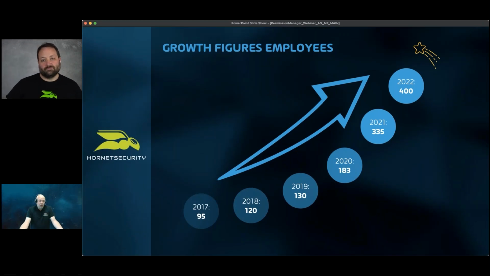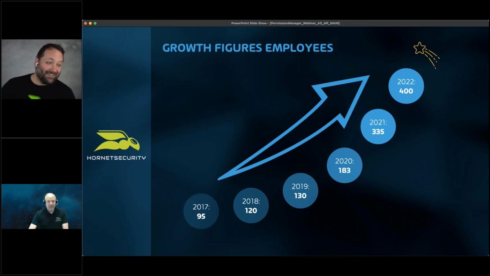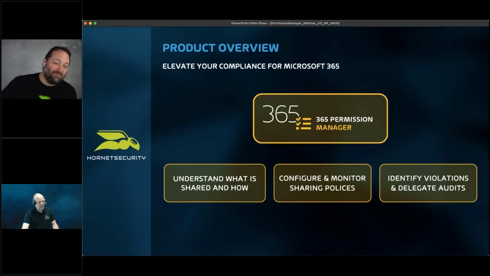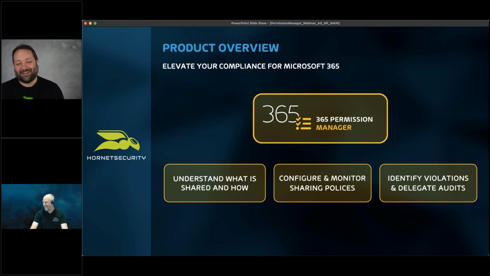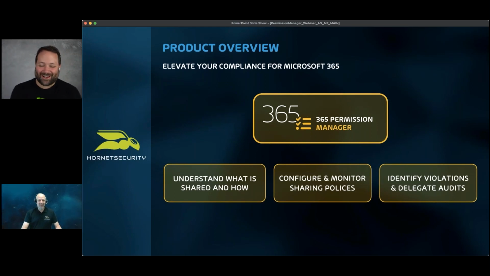And that shows in our employees: 2017, 95 employees; 2022, 400 employees. That's through business acquisition and growth through the company. So all good stuff. I think we're north of 400 now, last I checked. When I saw that 400, I was like, we're closer to 450 right now, I think. I stopped trying to keep track after a while.